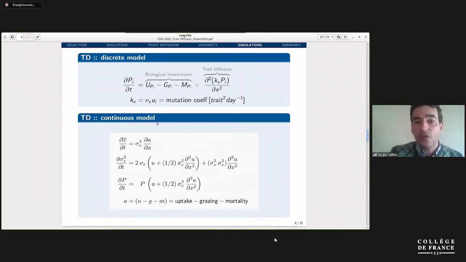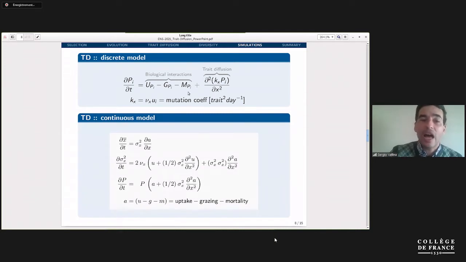Below, the continuous model is trying to do exactly the same thing I showed before for the discrete case, but in a continuous trait approximation. These equations were derived by my postdoc, Guillaume Leglon. I'm not going to explain them here, just to keep the concept that they are exactly mimicking in a continuous trait approach what is in the discrete case.